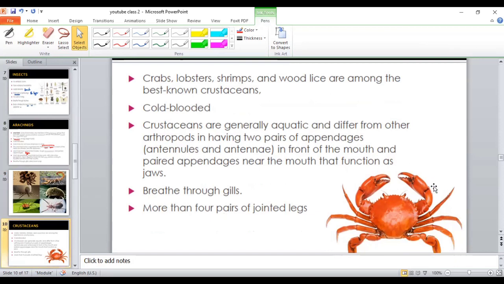And how many legs do they have? They have more than 4 pairs of jointed legs, like more than 8 legs. More than 8, so it could be 10, it could be 12 also. Usually 10 and 12 legs are there. So this is about crustaceans. So insects have 6 legs, arachnids have 8 legs, and crustaceans have more than 8. Okay.